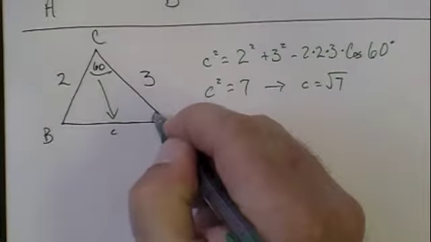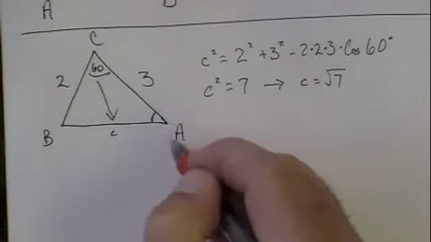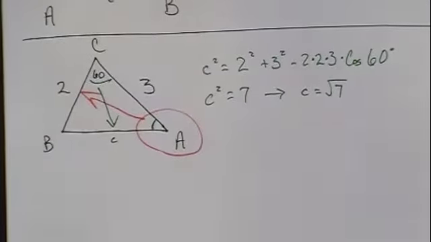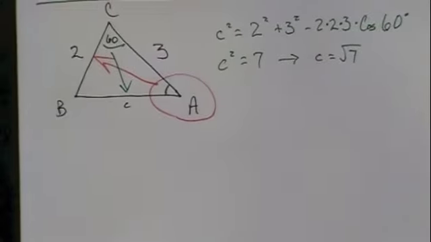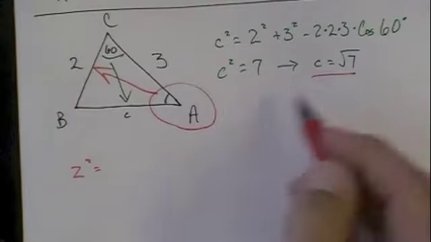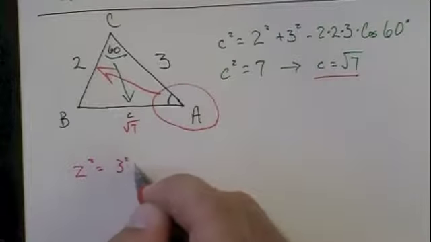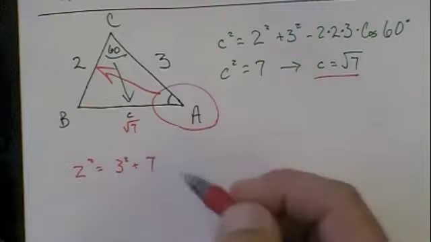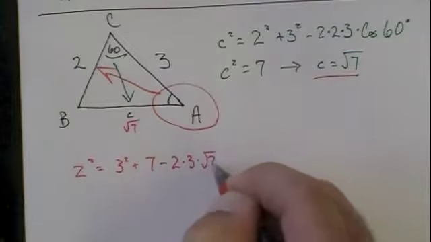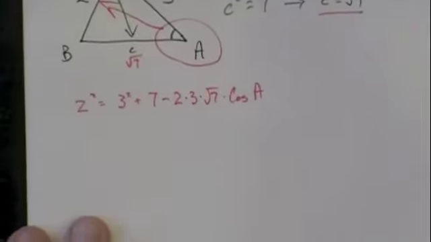Alright, easy enough when we're looking for a side. But if we're looking for angle A, it's a little different problem. So let's say here's angle A that we're looking for, then again, opposite that is the side we really have to pay attention to. So as we set this up, we're going to say 2 squared is equal to, now remember we just found C to be the square root of 7, so now we have 3 squared plus the square root of 7 squared, just going to write that in as 7, minus 2 times 3 times the square root of 7 times the cosine of angle A. And now we're solving for angle A.